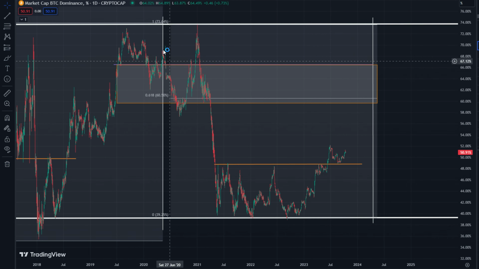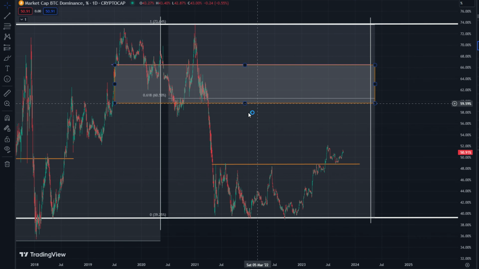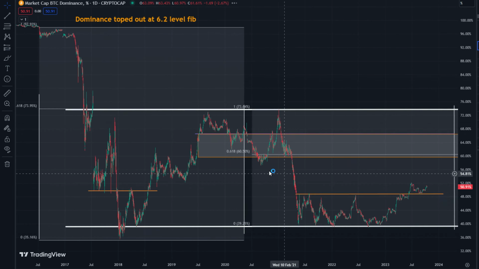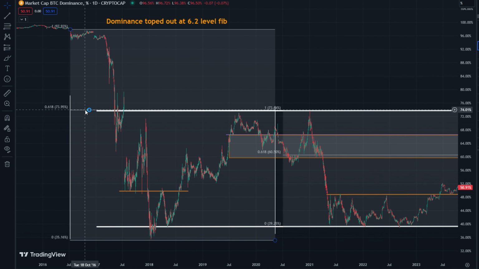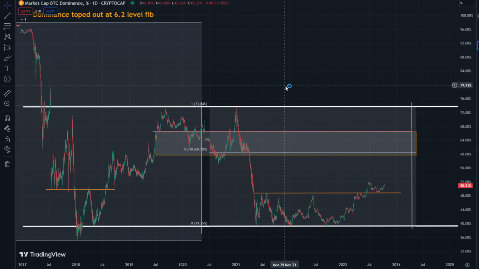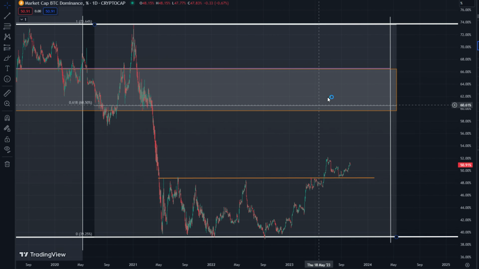If we draw the same regression line from the start of this year and draw it down to our lows again, which are roughly in the same area, we can see that this same Fibonacci level that we peaked at last time, this 0.61, this 0.62 level, if we draw that again, it brings us up to 60% on the Bitcoin dominance pair.